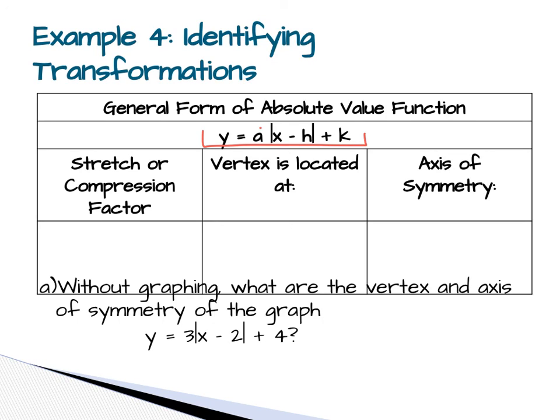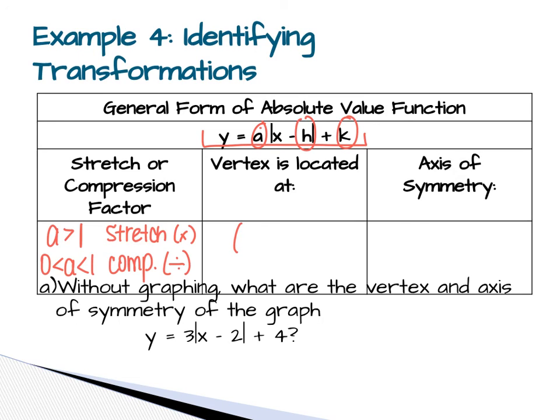Okay, the general form of an absolute value function is most of the time going to look like this, where a, h, and k are numbers. If a, the number that's in there for a, is greater than 1, that is a stretch, so you're going to multiply. If a is between 0 and 1, that is a compression, so you're going to divide. Your vertex for an absolute value is located at the point h, k.